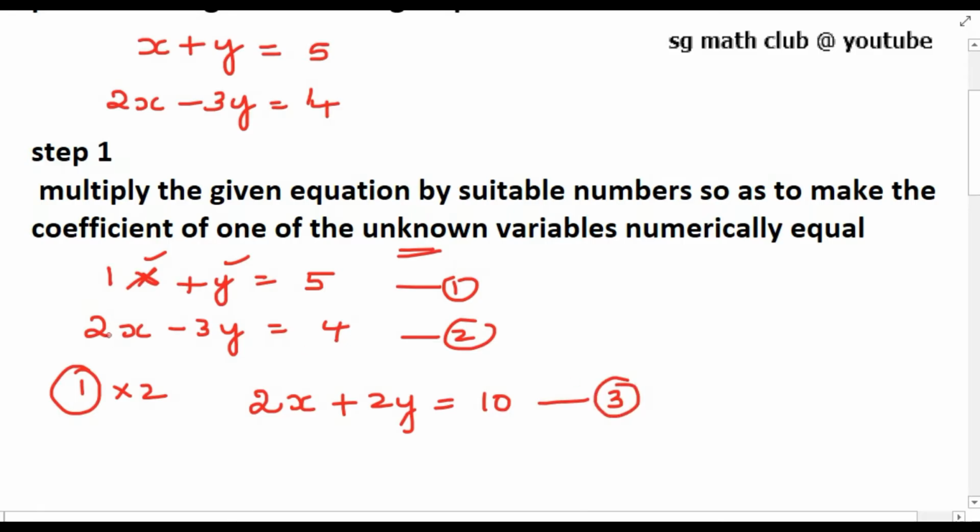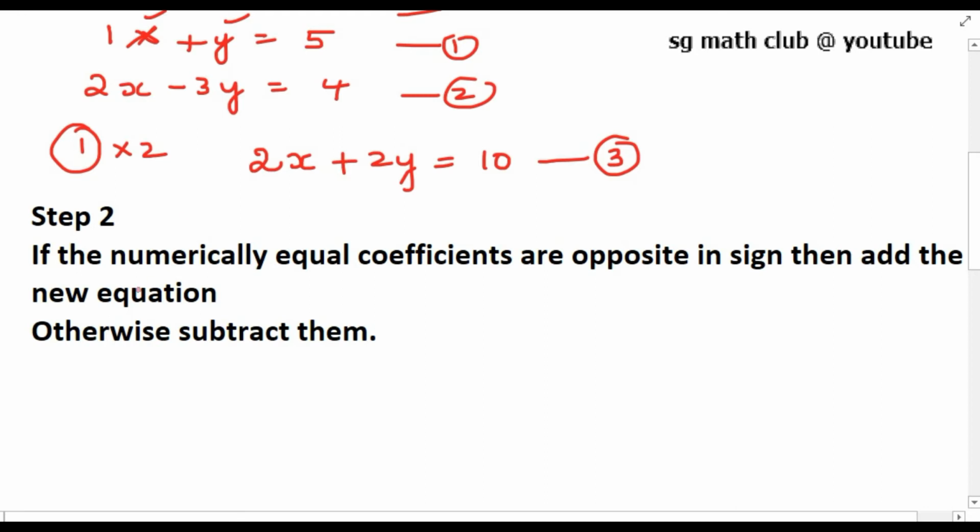So in the first step, I have multiplied the first equation throughout by 2 so that the coefficient of this unknown variable will be the same. So 2x plus 2y equal to 10. So I got this equation. Now step 2. Step 2 is: if numerically equal coefficients are opposite in sign, add the equations; otherwise, subtract them.